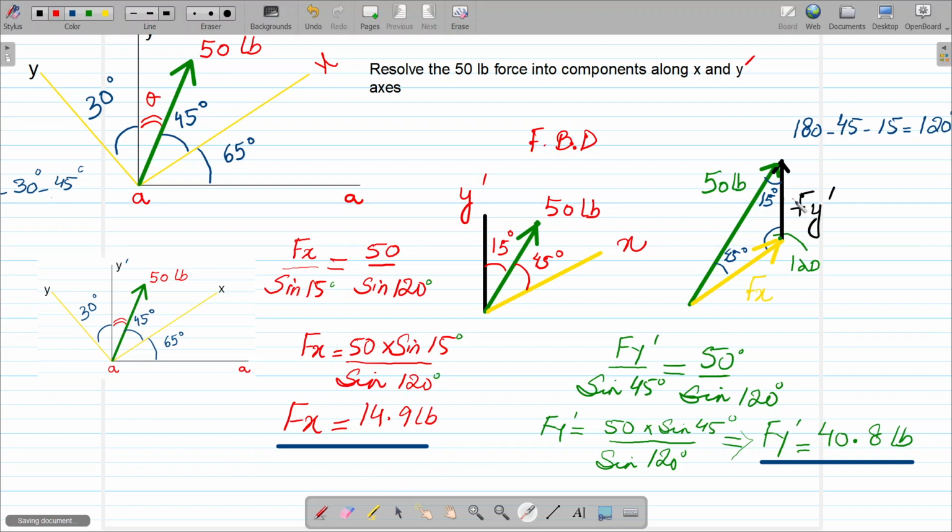Now we want to calculate Fy dash. The angle opposite to it is 45 degrees, so Fy dash over sine 45, and the other ratio stays the same, which is 50 over sine 120. So in this equation we have only one unknown, Fy dash, which equals 50 times sine 45 upon sine 120. This comes out to be 40.8 pounds.